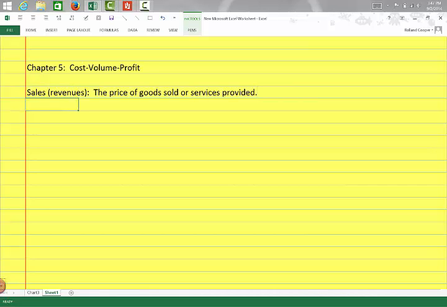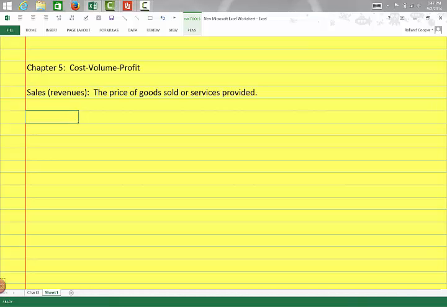So some examples of revenue. If a grocery store sells a gallon of milk, the price of that gallon of milk is sales or revenue for the grocery store. If an auto dealership sells a car, the price of that car is sales revenue for the auto dealership. If a lawyer provides legal services for a client, the price of those services provided to the client are sales revenue for the law firm.